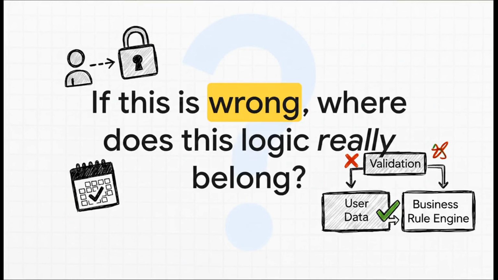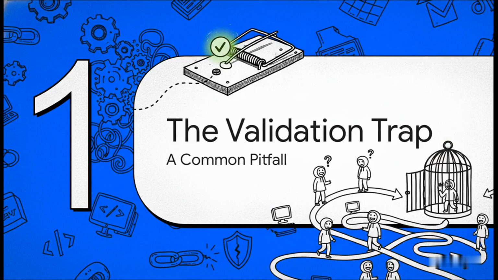And that just begs the question, right? If validating a user's age, which is clearly a business rule, doesn't belong here, then where on earth does it go? Well, that's the exact problem we're going to crack open and solve today. So let's break down why that little attribute is what I call the validation trap.